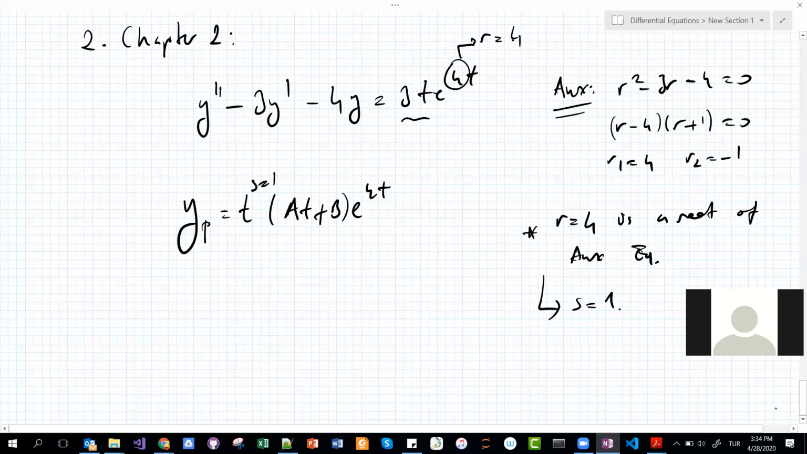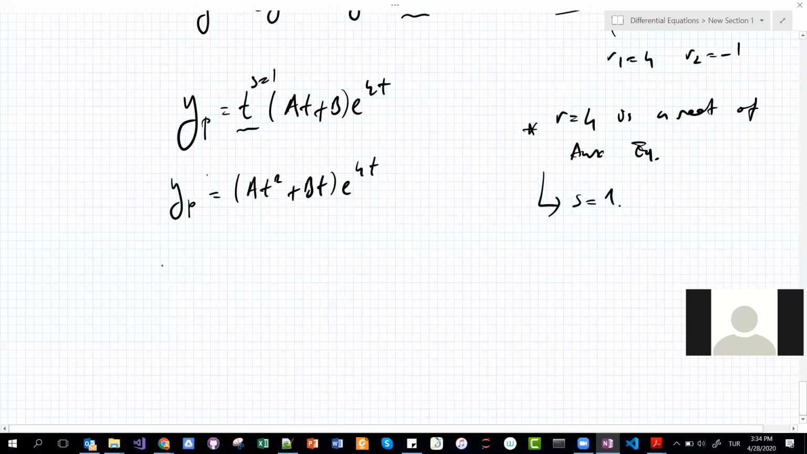You remember this part, right? You always need to take care of second order equations in this way if you use the undetermined coefficient technique. Don't forget this extra term. So now I will go ahead and solve the problem. But first, let me multiply: (At squared plus Bt) e to the 4t. I'm going to need my first and then second derivative.